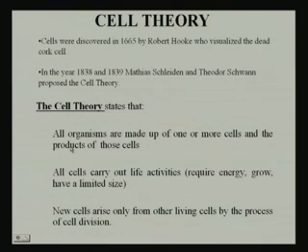The cell theory states that all organisms are made up of one or more cells and the products of those cells. All cells carry out life activities. They require energy, grow and have a limited size. New cells arise only from other living cells by the process of cell division. That means cell division is one of the living activities of the cell.